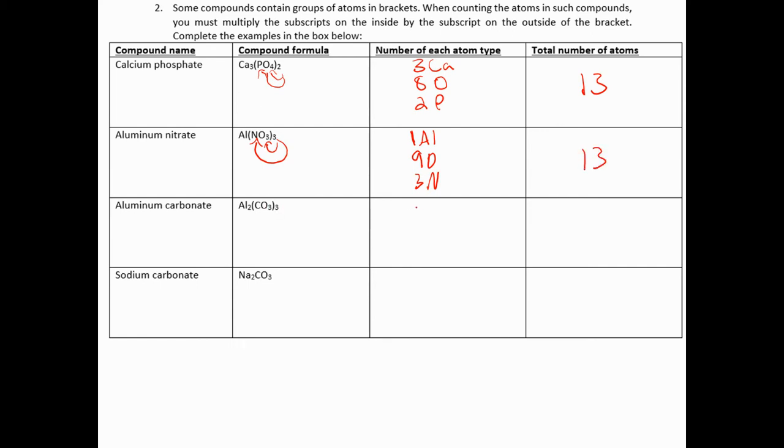Here we have 2 aluminums. 3 times 3 oxygens, 9 oxygens. 3 times 1 carbon, 3 carbons. So 12, 14. Here there's no brackets, so it's just like normal counting. So sodium carbonate, we have 2 sodiums.